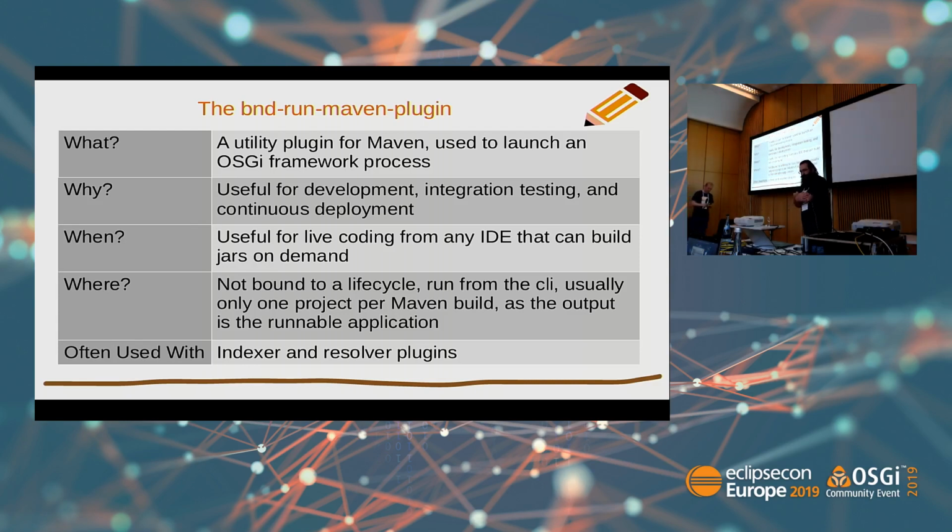So not last, but now most recently we have this BNDRun Maven plugin. And what this is for is to actually initiate the execution of a BNDRun file from the Maven command line. This is useful for development. It's for integration testing, testing your actual runnable and playing with it, and continuous deployment. It's useful for live coding, so you can actually activate the run. It's pointing at your live artifacts that you're editing, and as your IDE is rebuilding your artifacts, they automatically get pushed into the run. So this is not bound to any lifecycle for obvious reasons.